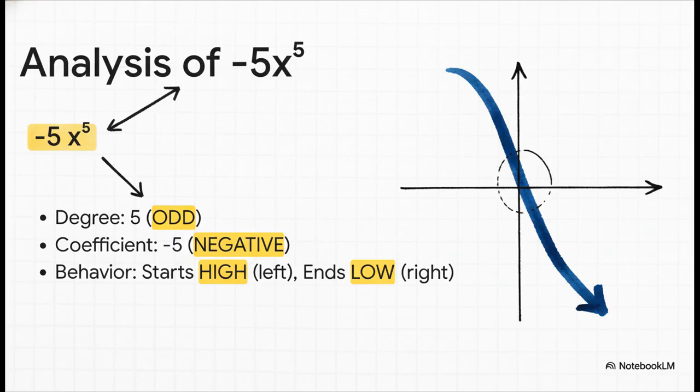So now we just run the play. The degree is 5, that's odd. The coefficient is negative 5, that's negative. We look back at our rules. An odd negative leader means the graph is going to start up on the left, do its thing in the middle, and then end up going down on the right.